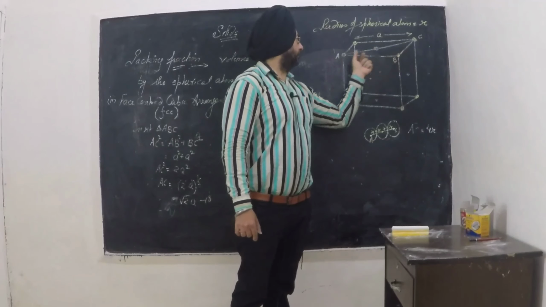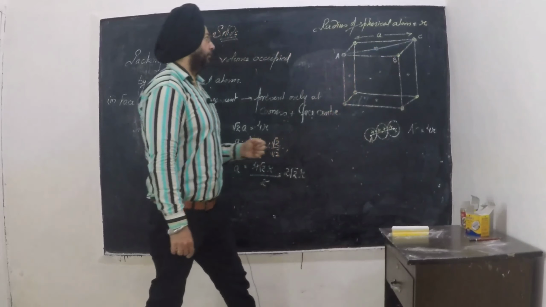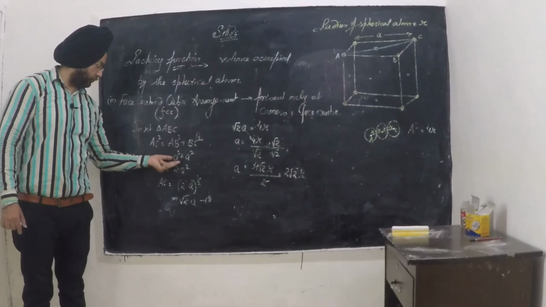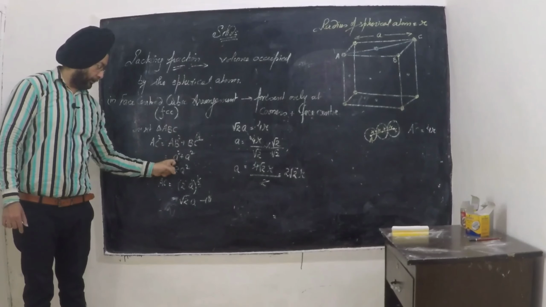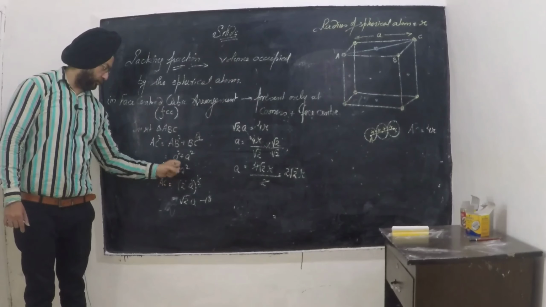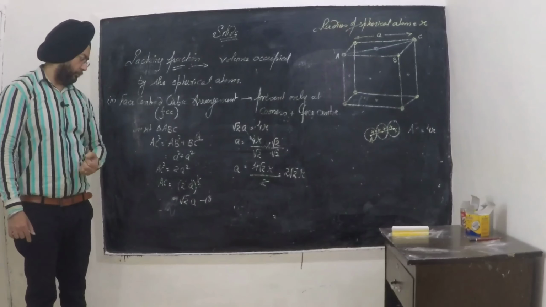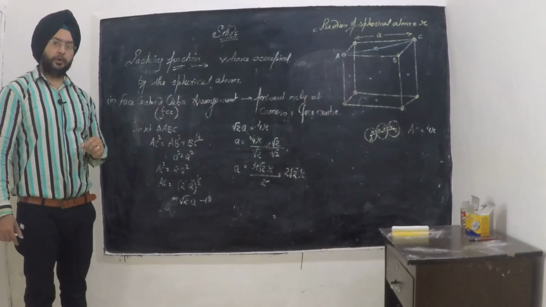So AC square is equal to AB square plus BC square. Check it now. AC square is equal to AB square plus BC square. All the sides of the cube are equal, so A square plus A square, or 2A square, and you can easily find out the value of AC, that is equal to under root 2A. Okay.